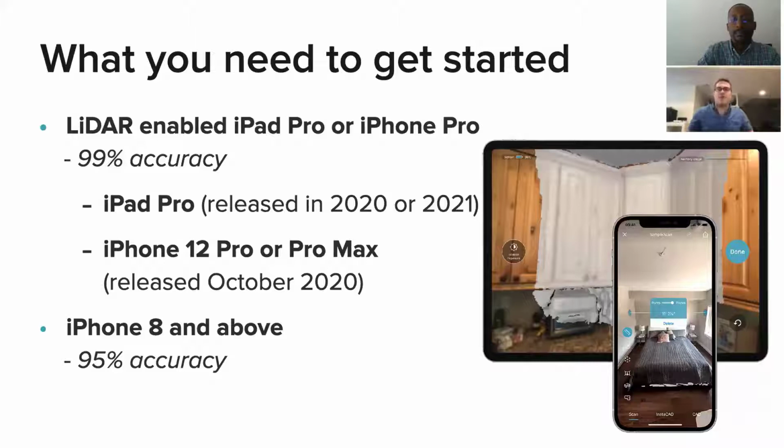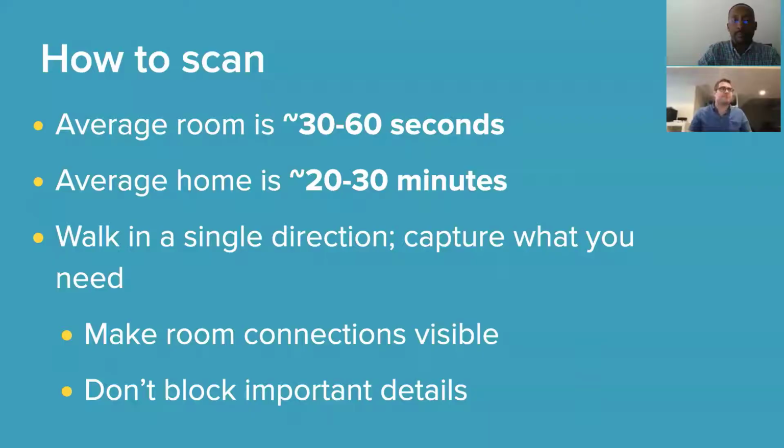And if you have an iPhone 8 or higher, you can download Canvas and start experimenting with it. But because it doesn't have that LiDAR sensor enabled, the accuracy is going to be closer to 95%. So if you're planning on using this professionally in your workflow, you'll likely find that you really want that 99% accuracy. So I encourage you, if you are interested, to invest in an iPad Pro. And again, that starts at $799, and integrate this into your bag of tools.